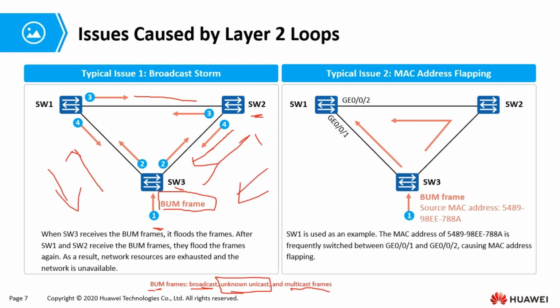So this results in the loop within layer 2 becoming larger and larger, because the unknown frame keeps floating and being broadcast. So it will cause what we call a broadcast storm.